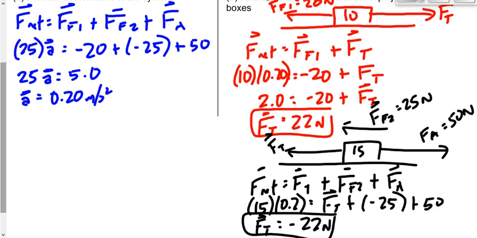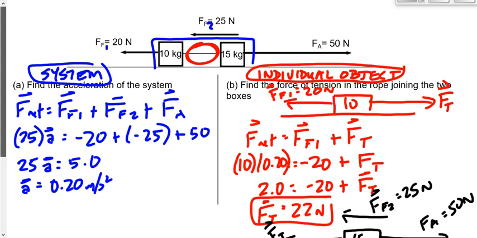Yeah? Why are there 3 forces on that one and only 2 on the other one? Well, if we look at the 10-kilogram object, I think we can agree that friction is acting on the 10-kilogram object because there are 2 surfaces in contact. Now, look at the 15. There's also friction acting on it, but it's a bigger force because it's a bigger mass. So there's a force of friction of 25 newtons acting on this. So friction acts on both of them, right?